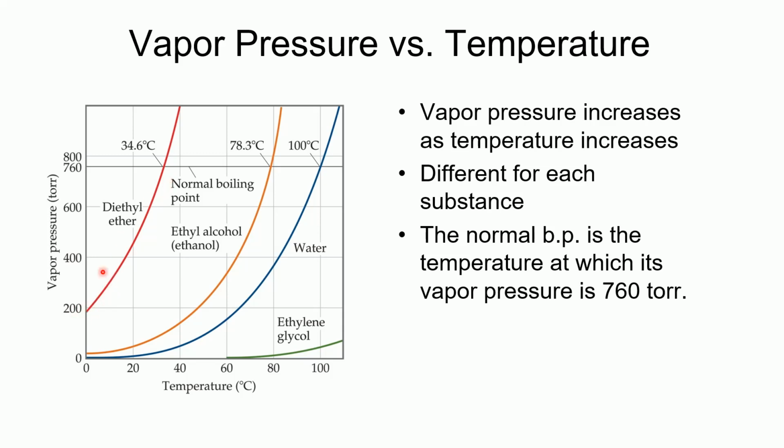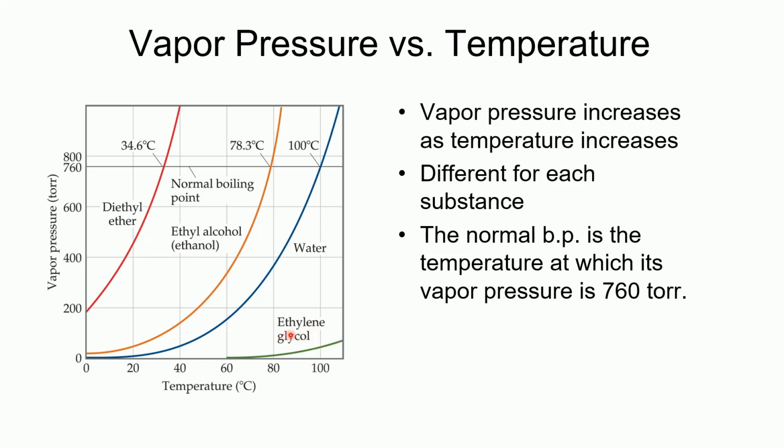We say that substances that have a high vapor pressure are volatile, and so diethyl ether is very volatile. On top of that, it's also very flammable, so that makes diethyl ether quite dangerous to work with. So you really have to know what you're doing and have to have a fume hood in order to work with it.